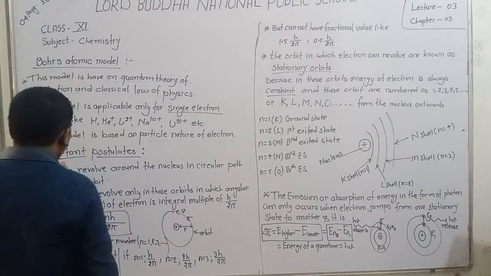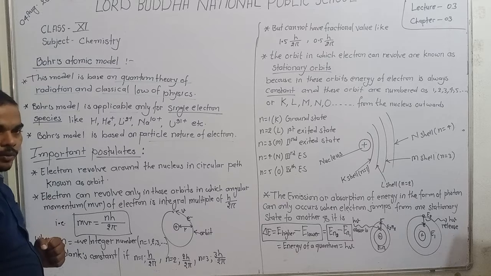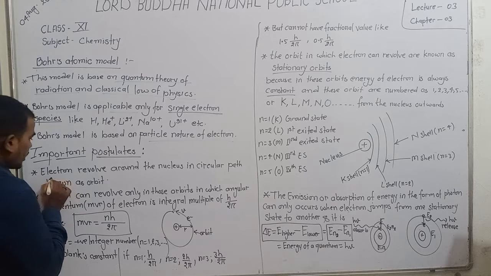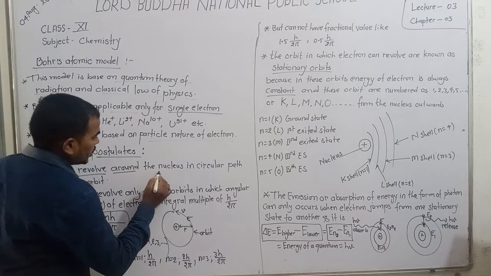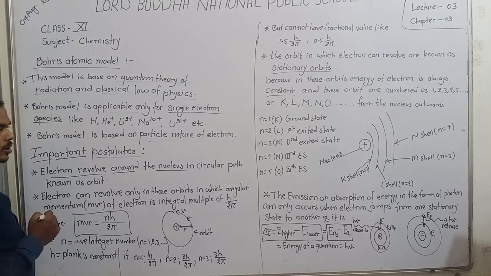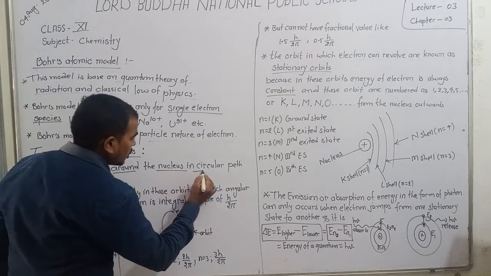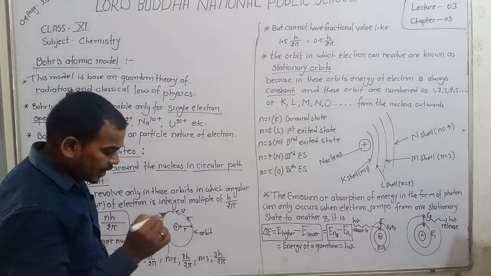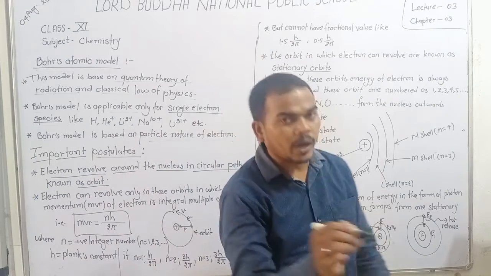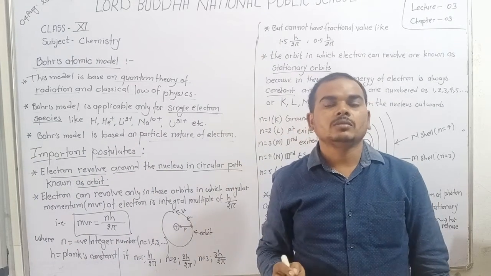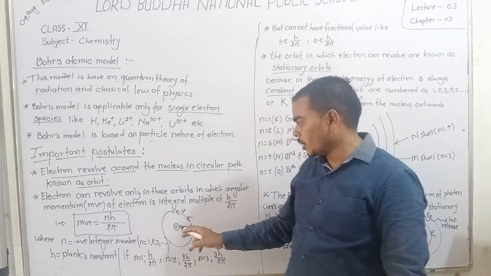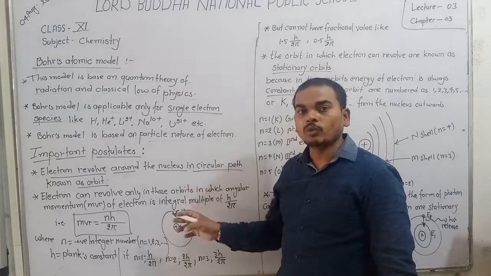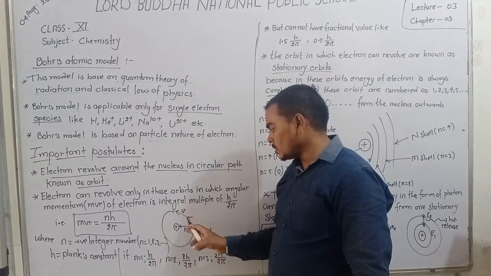Now discuss the important postulates of Bohr. Student, the first postulate is that the electron revolves around the nucleus in a circular path known as an orbit. Dear student, an electron revolves in a circular path. The path is known as orbit. Like here, there is a nucleus, and around the nucleus the electron revolves in a circular path. This path is known as orbit.